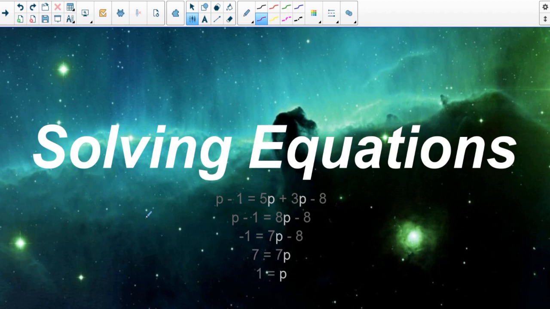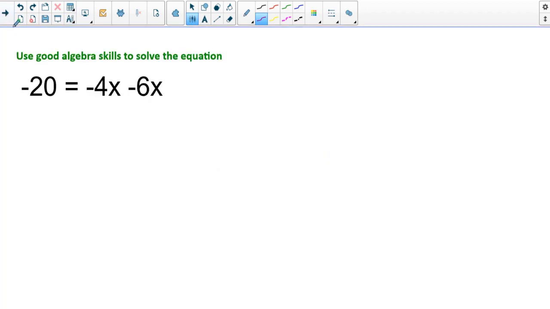So whatever operation I perform to the left side, I also have to do the same thing to the right side to keep it balanced. Otherwise, I'm going to get something incorrect. So just looking at my first example here, I'm saying use good algebra skills to solve the equation.